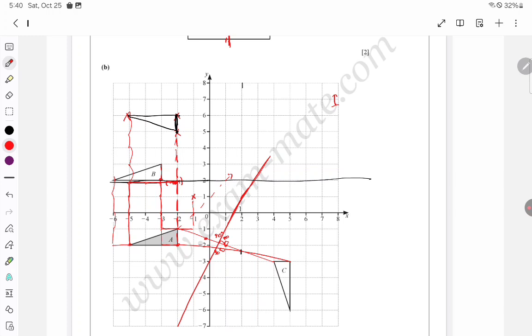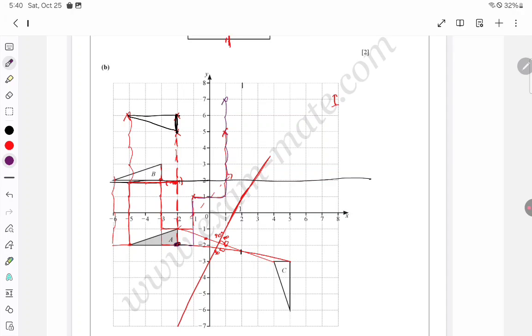So 2, 4: 1, 2, 3, 4. Mark our first point. For the second point, from the origin, this one, change the color from this point, 1, 2, 3. It will become 2, 6. So 2, 6: 1, 2, 3, 4, 5, 6. We get our second point.